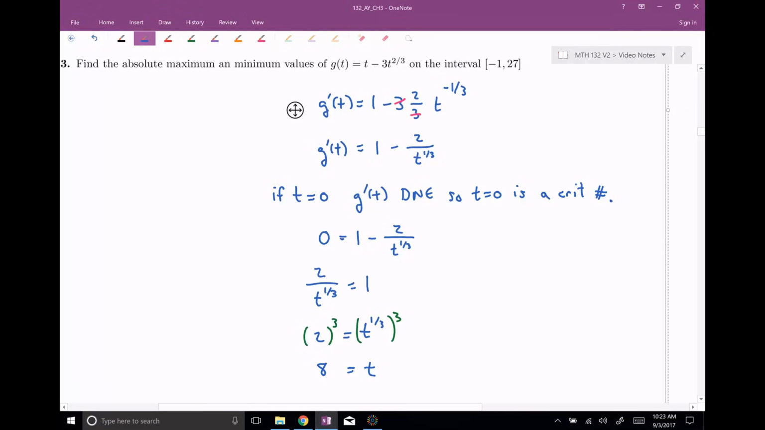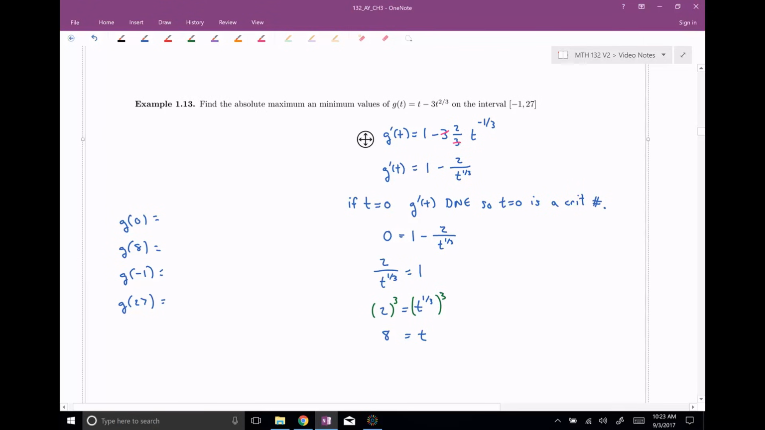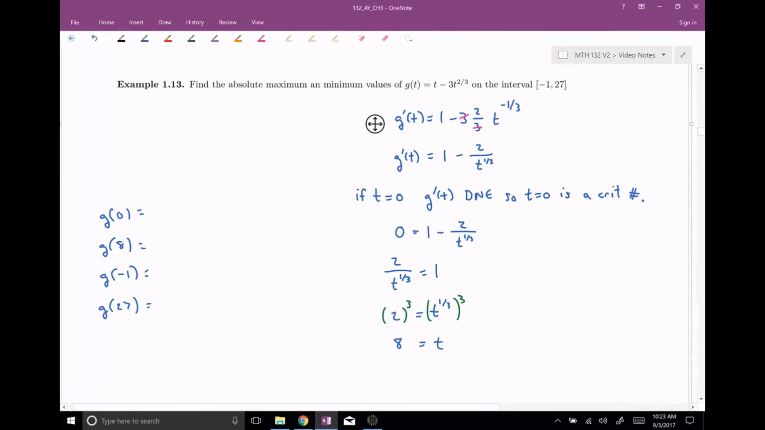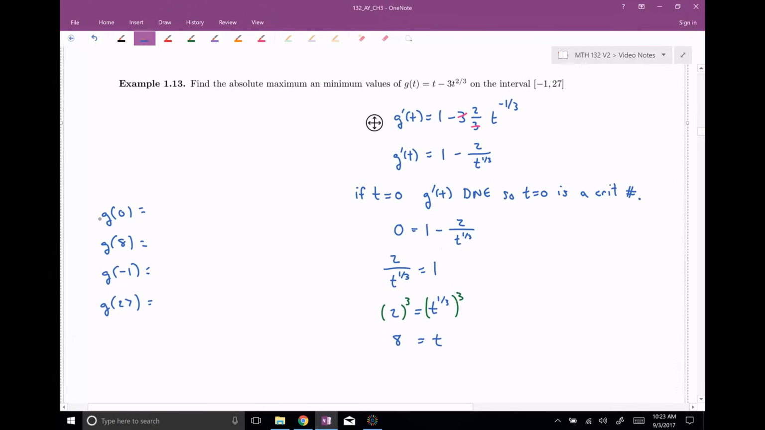So our other critical number here is 8. Now we need to find the function's value at the critical numbers, so 0 and 8, and also at the endpoints, -1 and 27. Notice in this case, both 0 and 8 lie inside of this interval, so you do have to consider both of them.